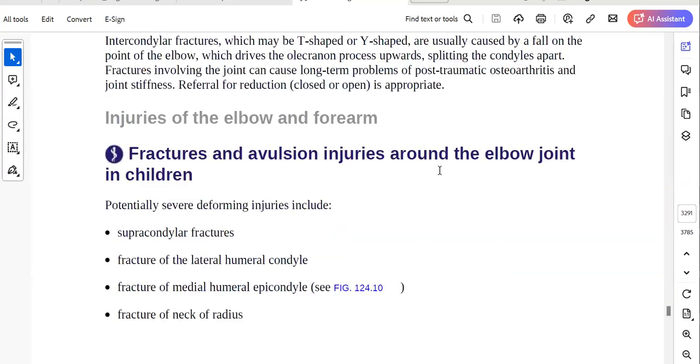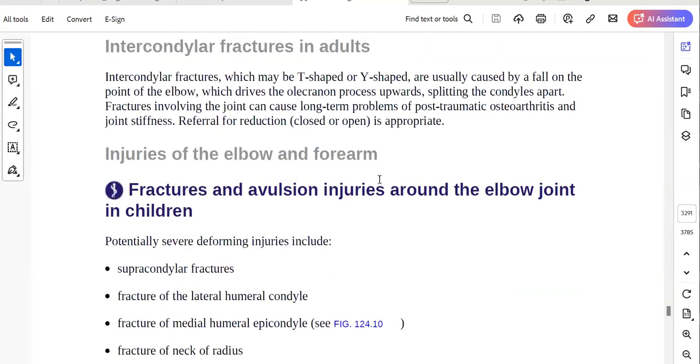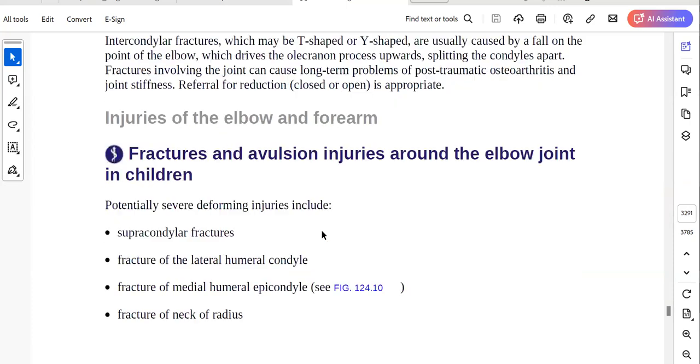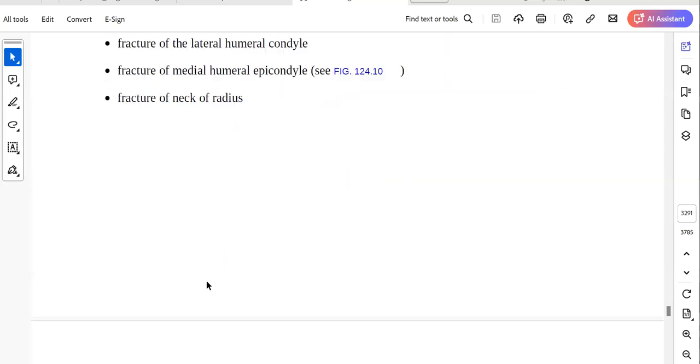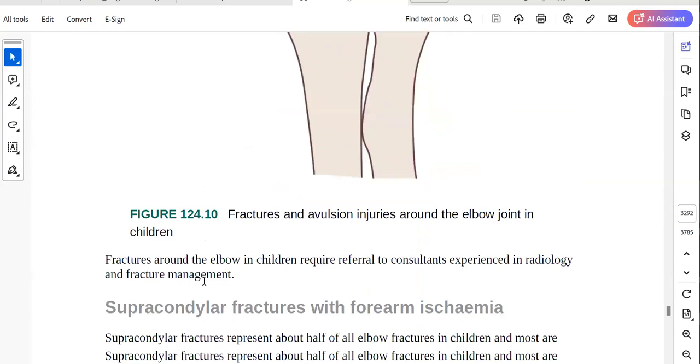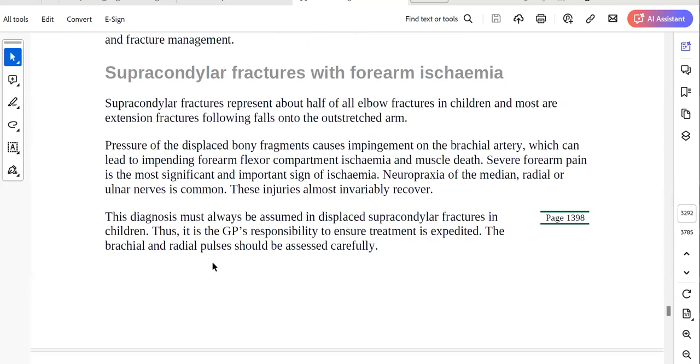Now this is a very important fracture, commonly happening in children, and it comes in the exam as well. It's an important one to know. For children, one of the most dangerous and potentially deforming fractures is the supracondylar fracture. Supracondylar fractures represent about half of all elbow fractures in children, and most of them fall onto their outstretched arm.